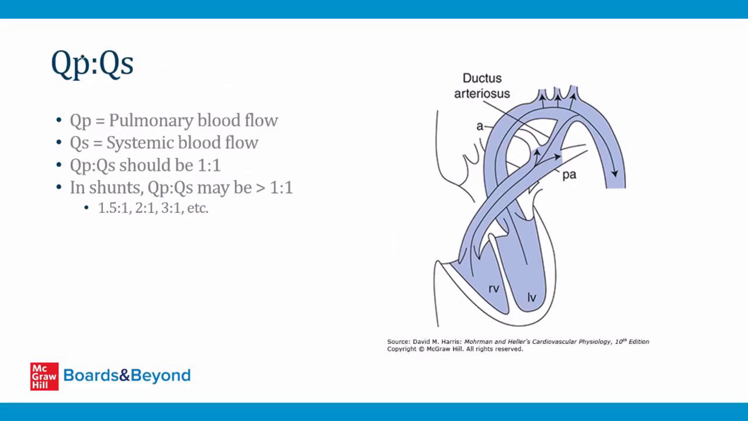Let me mention a concept that you should be familiar with so you can answer board questions about all of these shunts we've been talking about. And that concept is the ratio of QP to QS. So when we say QP, we mean the pulmonary blood flow, and when we say QS, we mean the systemic blood flow. And in normal individuals with normal hearts and normal vascular systems, the QP to QS ratio should be 1:1. In other words, the amount of blood going into the lungs as pulmonary blood flow should equal the amount of blood going to the body as systemic blood flow.